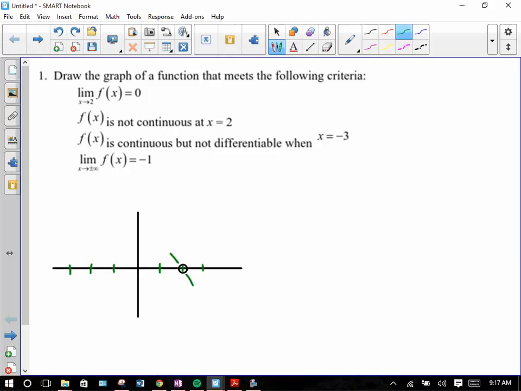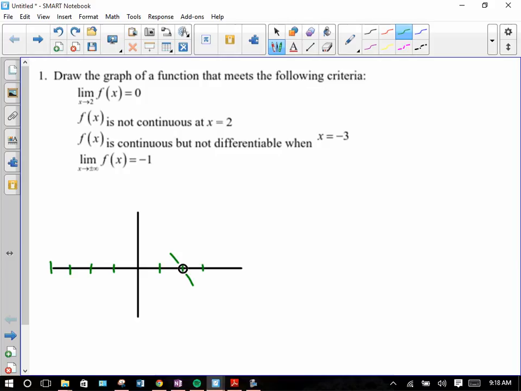Alright? So it says that f of x is continuous but not differentiable when x is equal to -3. So out here, x equals -3, it's continuous, but it's not differentiable. So what types of things do we have where the graph is not differentiable but continuous? There's 3 types. No, jump. That would make it discontinuous. But there are 3 types: corner, cusp, and vertical tangent.